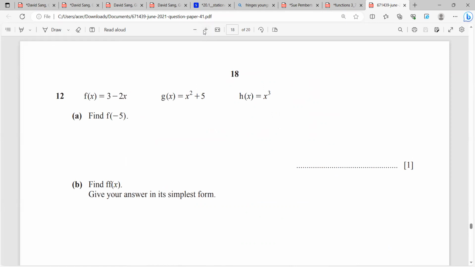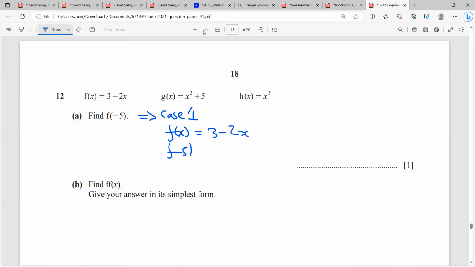So we have f of x, g of x, and h of x. Those are 3 functions, but we'll be just using what we need at a time. So in this case, this is case 1. So f of -5 is going to be a simple substitution. We're going to write our f of x, so that it will be easier to follow. So f of x equals 3 minus 2x.